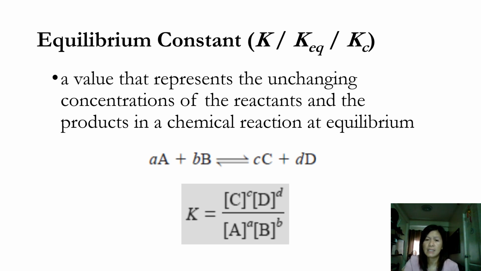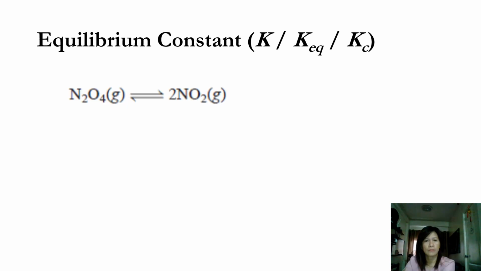So we have C times D, the concentrations raised to their coefficients, over the product of the concentrations of the reactants A and B, also raised to their stoichiometric coefficients. So that's how we express the equilibrium constant of a particular reaction at chemical equilibrium.